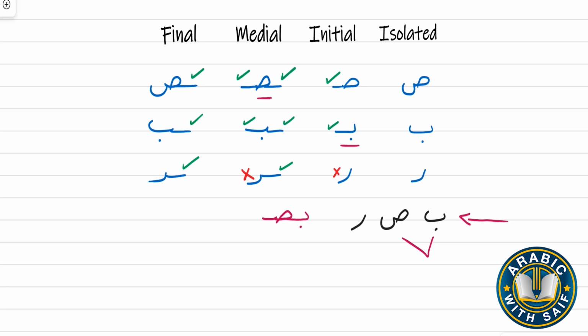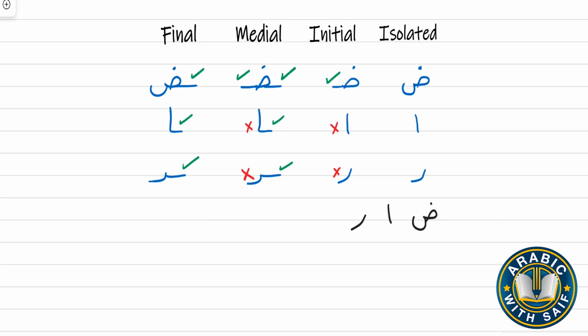Now we will check the relation between Saad and Ra. Saad in the middle allows connecting a letter after. And Ra final form can connect any letter before. So both will get connected. And this will be the final form for this word. All will be connected. Let's read it. Basar. Basar means sight or vision.